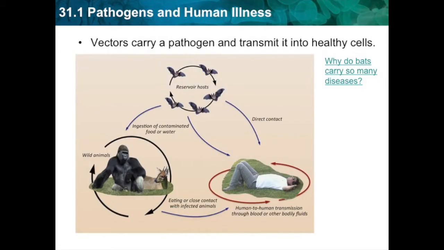The last thing I want to talk about today is vectors. And vectors are basically organisms that carry a pathogen and transmit it into healthy cells. Vectors can be anything, okay? They can be a mosquito. They can be any type of organism. A tick. A tick is kind of like a tiny little bug. Other bugs. Bats, okay? We might be hearing a lot about bats right now because they're linked as being vectors to coronavirus. Okay, so that concludes our lesson for today.